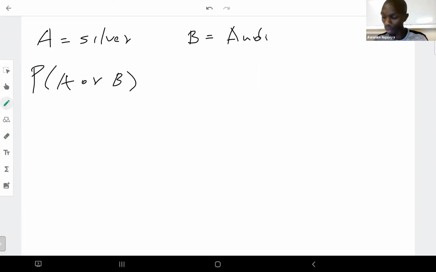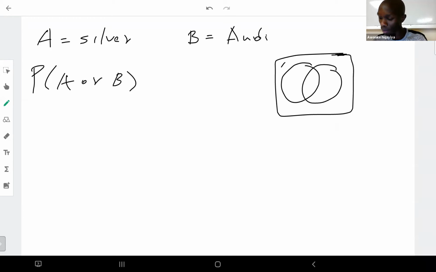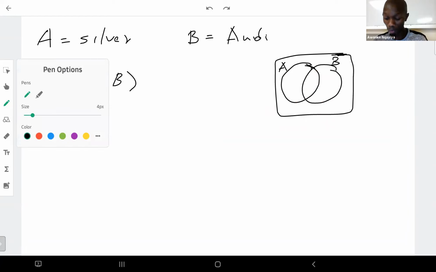In a scenario whereby we talk about a Venn diagram, we will talk about a Venn diagram again, but I think it's important that I mention it here. If we have event A and event B, then a scenario whereby you are happy with whether event A or event B happens includes the entire subset of A. That means you are happy if the car is a silver car. Another thing, you are happy if the car is an Audi.